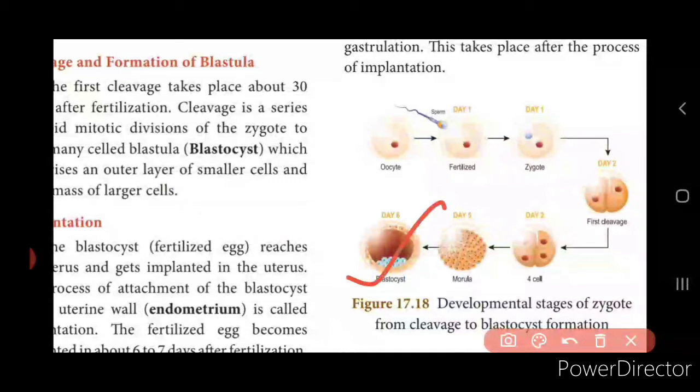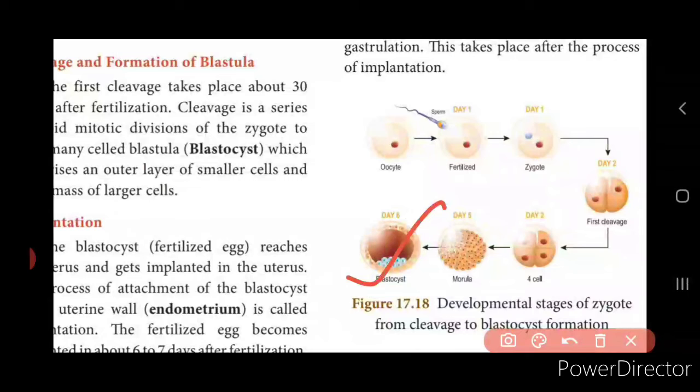And this fertilized egg becomes implanted in about 6 to 7 days after fertilization. After fertilization, after 6 to 7 days, it gets implanted, or it gets attached to the uterus. The next one is the gastrulation period.